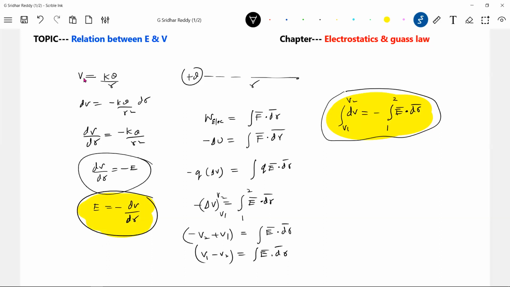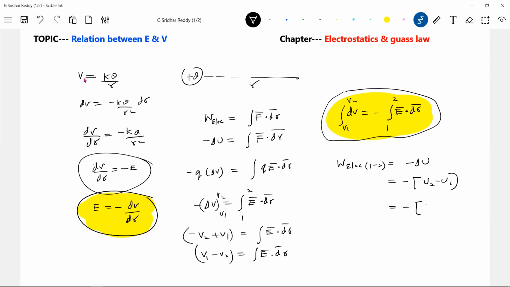Similarly, we have one more important thing: work done in moving a charged particle from 1 to 2 by electric field, by an external agent. How to calculate this one? Because these will be very exclusive, I'll be using that one. So according to this formula, work done by electrostatic force in moving a charged particle from 1 to 2 should be equal to minus of delta U. Work done by a conservative force should be equal to minus delta U. Then, what do you mean by delta U? U2 minus U1.